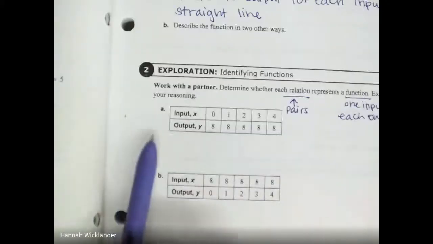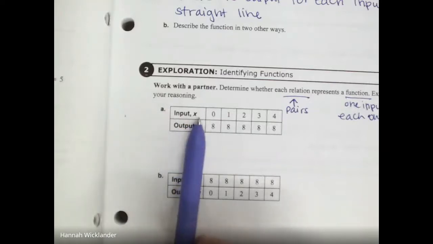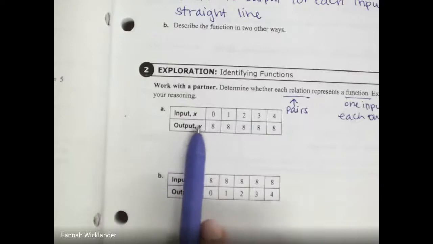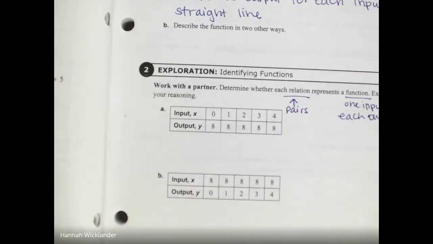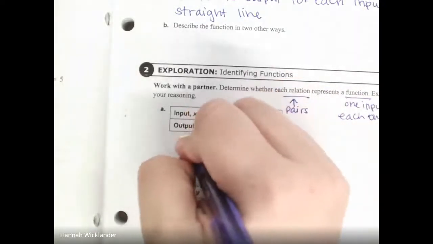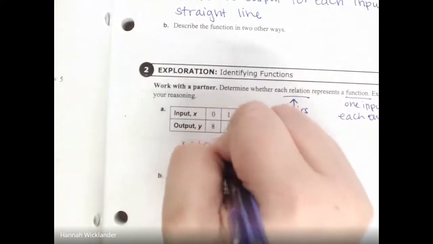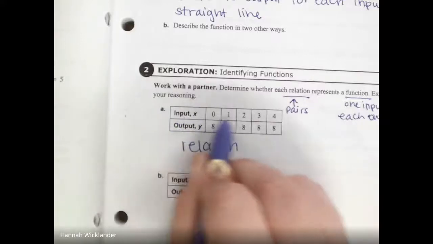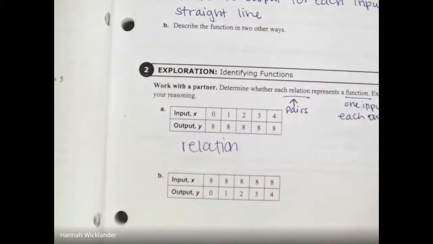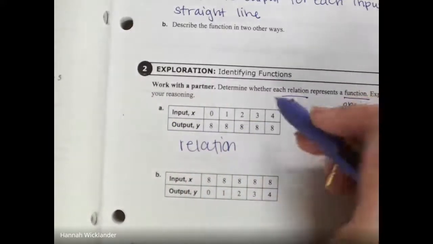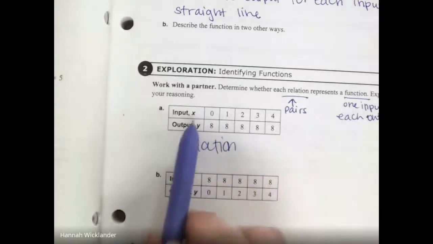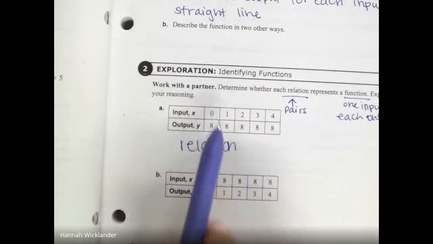Okay, so for letter A, we have inputs 0, 1, 2, 3, and 4, and for my outputs, I have 8. So this is a relation because there's the same output for each input. But if we were to have different numbers in our output, each number different, it would be a function because there's one input and one output, one input and one output.